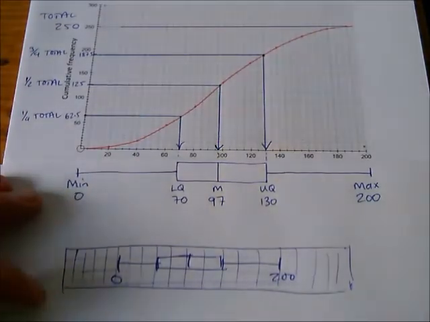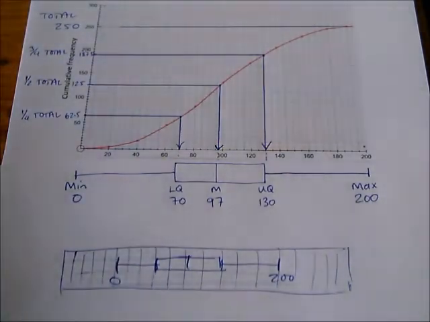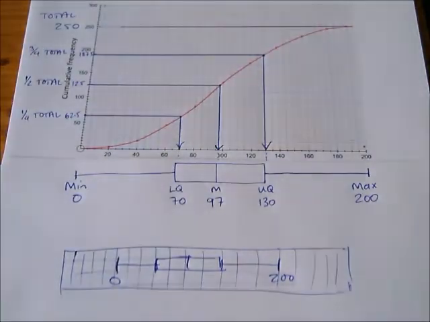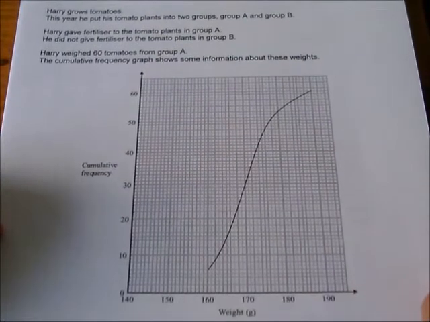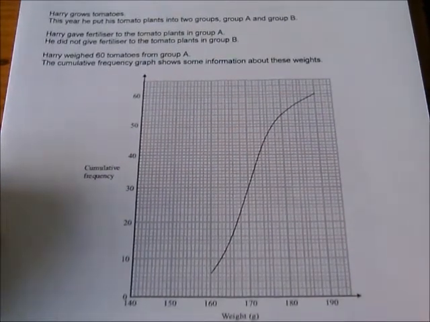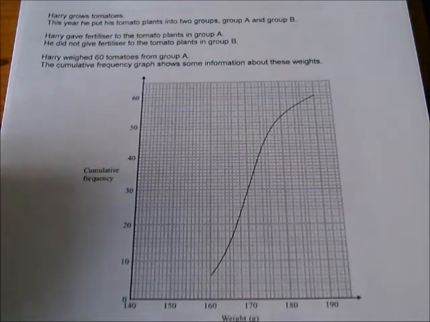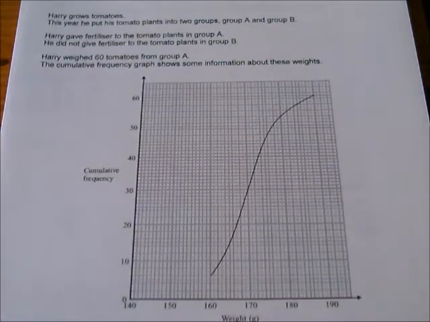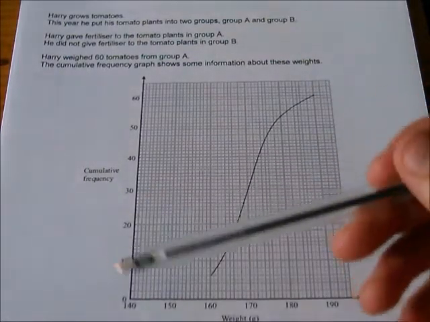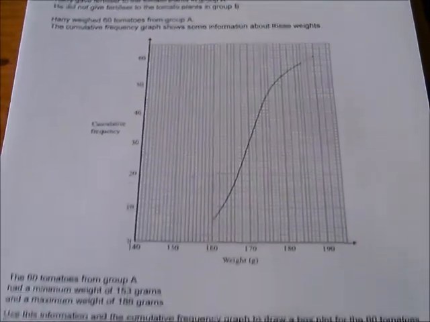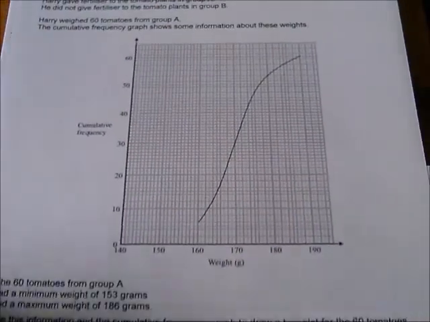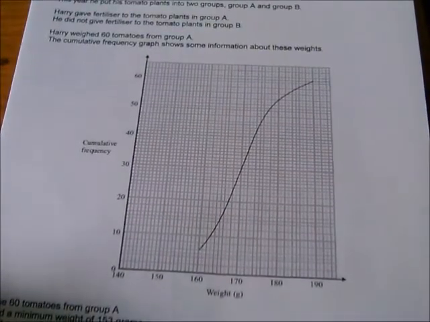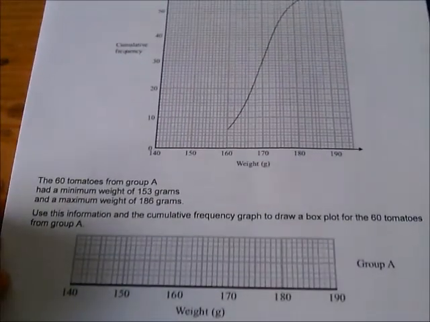Let's have a look at an example from an exam question. This exam question says, Harry grows tomatoes. He put his tomatoes into 2 groups, group A and B, and he gave fertilizer to group A but not to group B. And we want to compare these 2 ultimately. But the first task that we have to do is we have to draw a box plot for this data. So you can see we've got the cumulative frequency graph, and then separately we have the box plot to be drawn here.